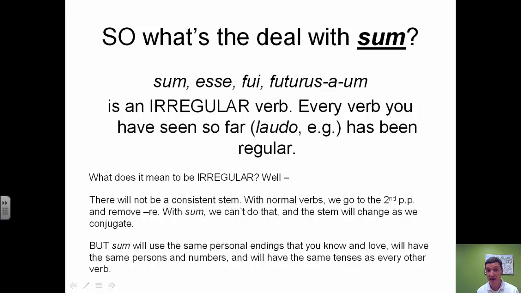In addition to that, you learned about the infinitive, right? The infinitive of a first conjugation verb, second conjugation verb, any verb is the second principal part, right? The present tense active voice infinitive. It translates to blank. Sum, it's the same thing, right? Its present tense active voice infinitive is the second principal part. So esse means to be, and that's your infinitive.